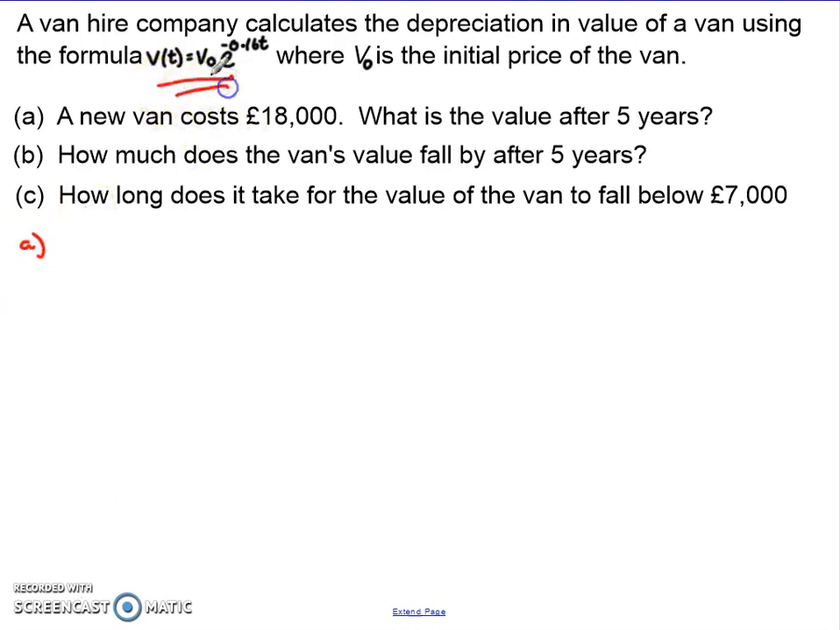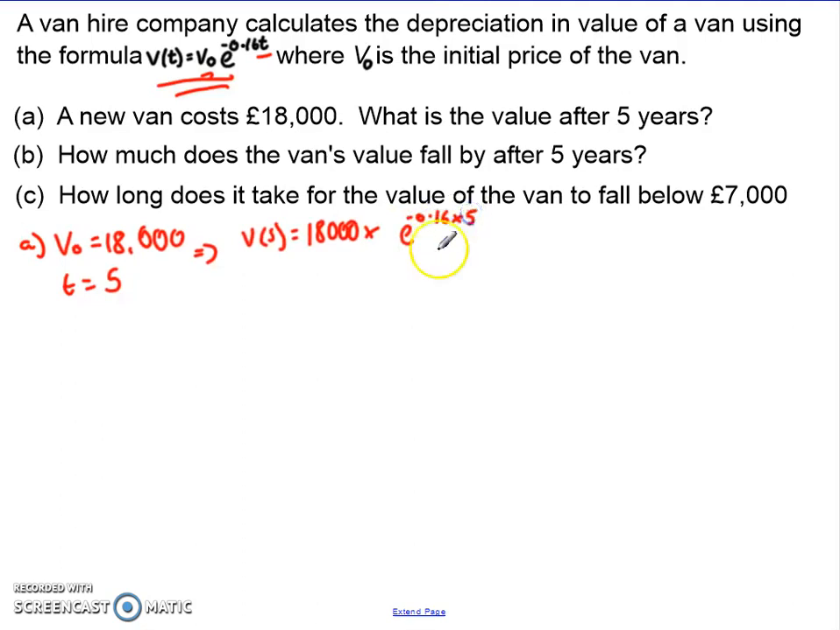Again, with this function here, key things we need to know are the t for the time and the V0, the initial value. Well, we know the initial value, V0, is 18 grand, 18,000. And we know for this one, we want the time t equals 5. So what we can then do is just plug it all in. So we want to find V of 5 equals 18,000 times e to the power of negative 0.16 times 5.